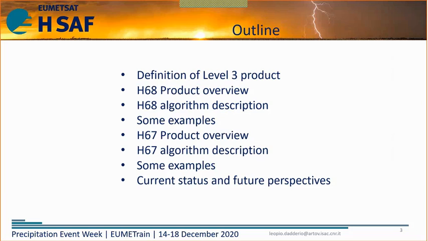What we'll see today: we'll start with the definition of the level 3 product, and we'll also see the difference with respect to level 2 and level 1. And then we'll move to the H68 product with an overview of the product, and then an algorithm description of the product. We'll also see some examples. We'll do the same for H67: an overview, the algorithm description, and then some examples. We'll conclude this presentation with the current status of the products and future perspectives.